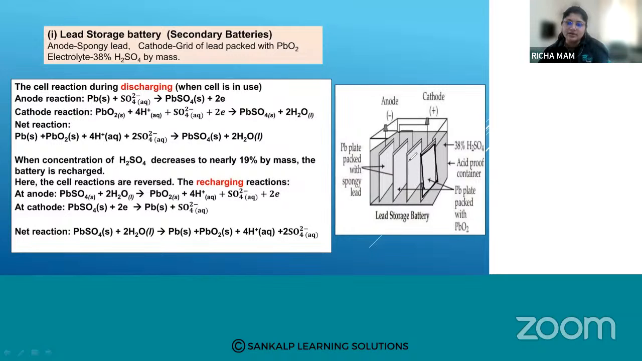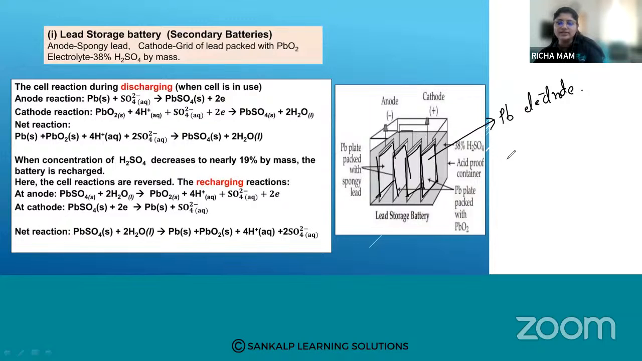One, two, three. So how are they arranged? See, like thin paper, thin sheets. So they are made up of lead. So this is a lead electrode, and in between this, the anode grid.